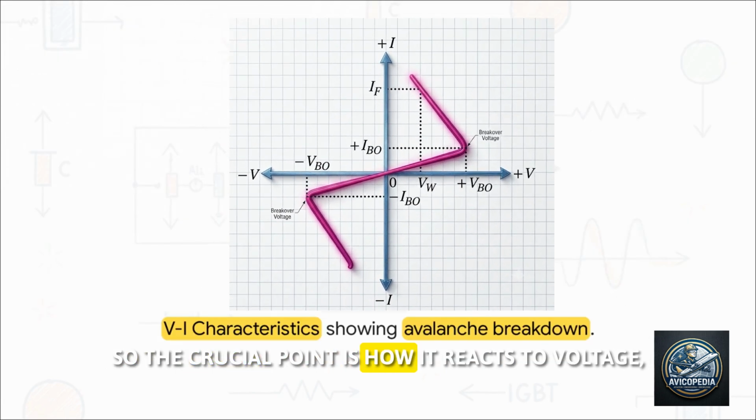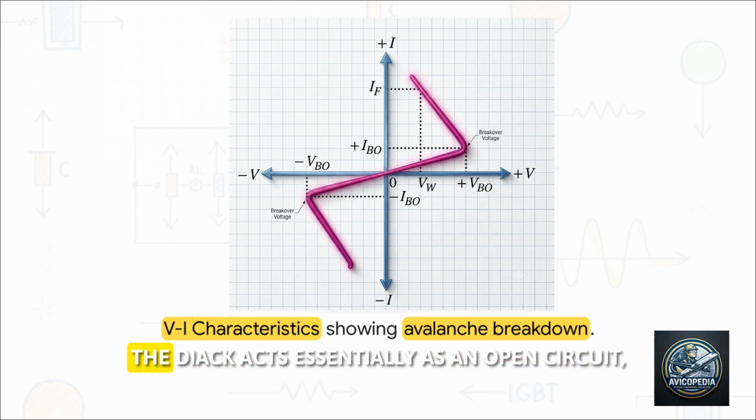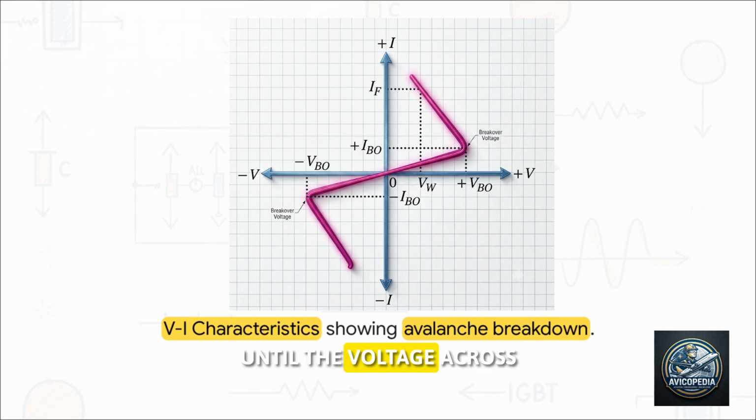So the crucial point is how it reacts to voltage, which is mapped out in these VI characteristics. The DIAC acts essentially as an open circuit, just blocking current, until the voltage across it reaches a very specific threshold, usually around 30 to 50 volts. We call this the breakover voltage.